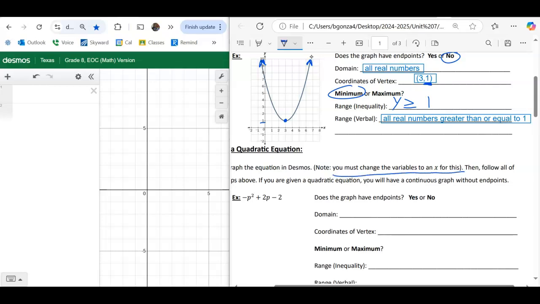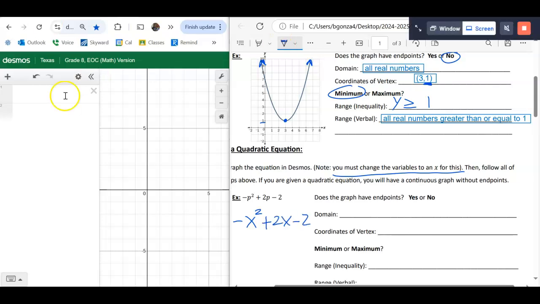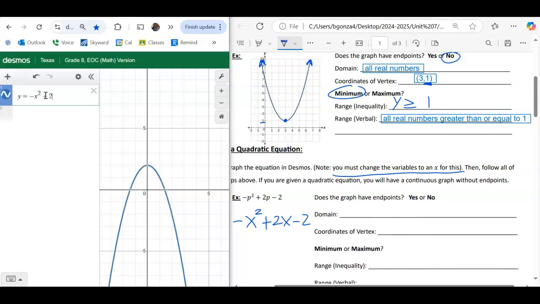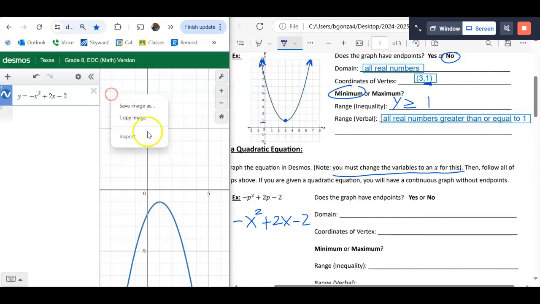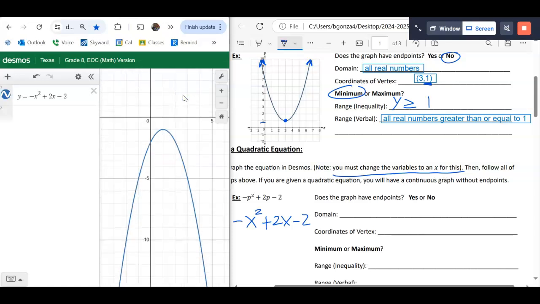So if I wanted to rewrite it, it'd be negative x squared instead of p squared plus 2x instead of p minus 2. Okay. So I'm going to go to my Desmos. You don't have to do it. Just watch me do it. Negative x squared plus 2x minus 2. Okay. There she be. A parabola.